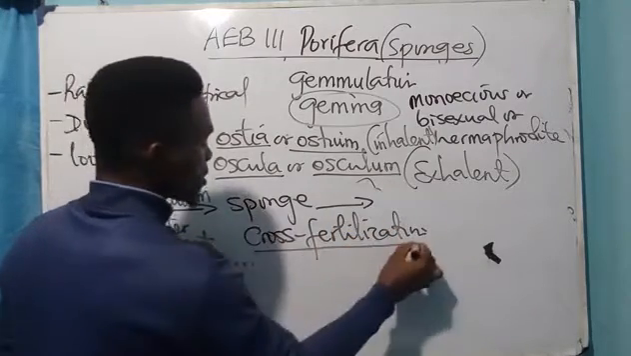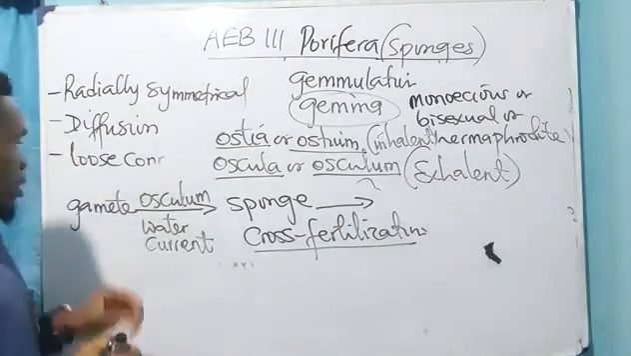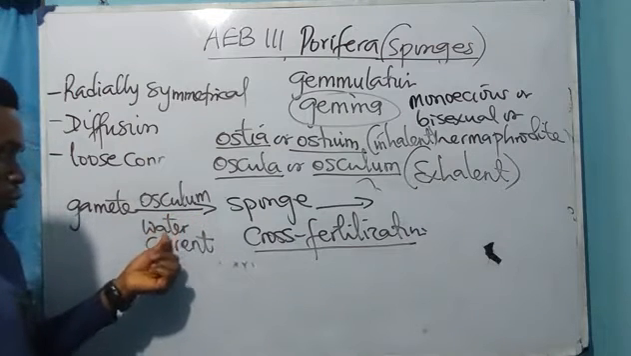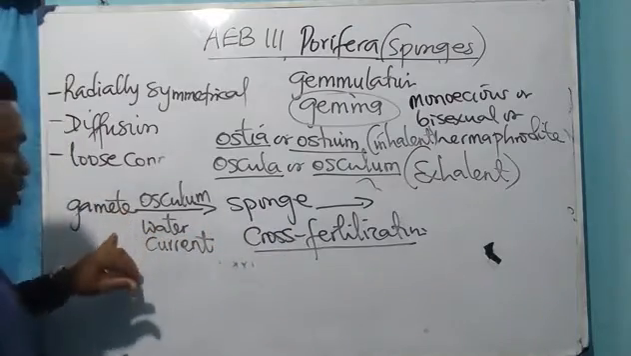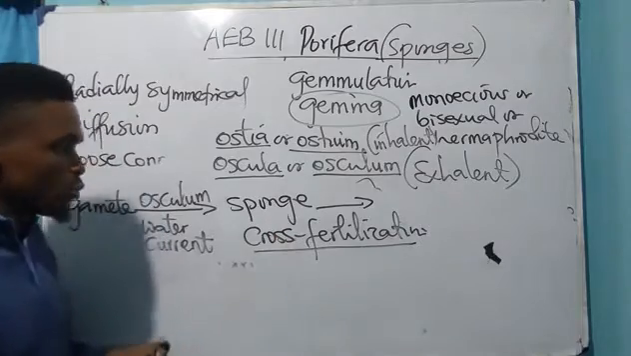Fertilization, which means that for it to occur, it must require another parent. The gamete produced passes through the osculum with the help of water currents into another sponge, which means that there's a cross fertilization. As soon as it gets to where the sponge is, it fertilizes to produce a zygote.